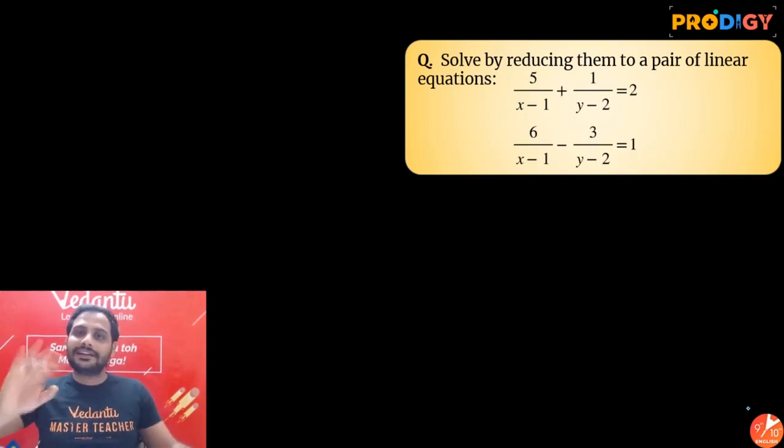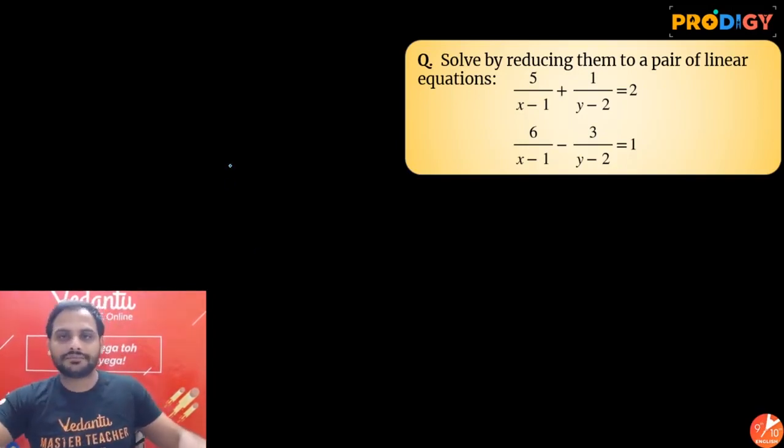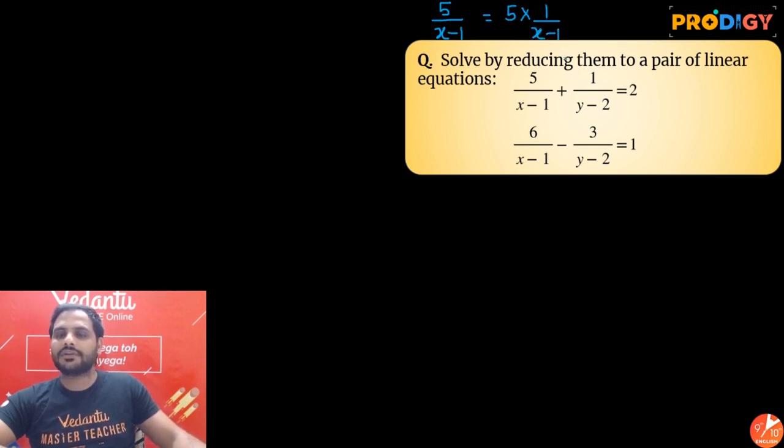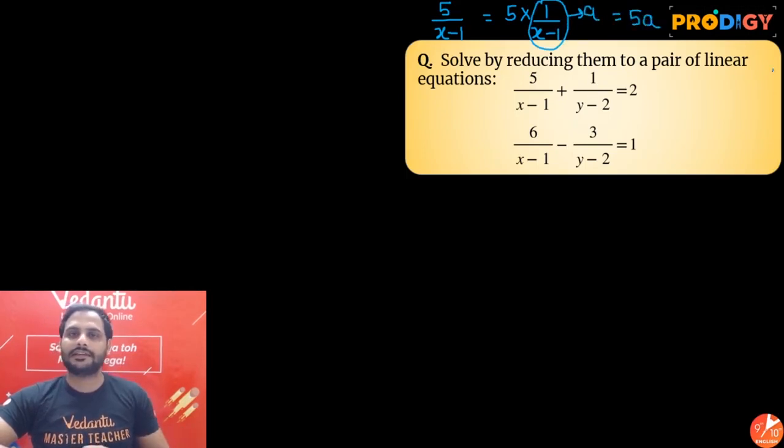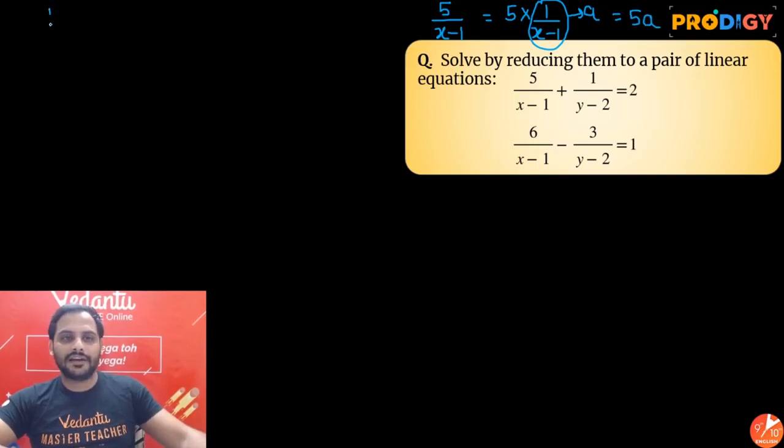But it can be converted. How? See, this 5 upon x minus 1 which is written over here, I can write it as 5 into 1 upon x minus 1, yes or no? And this 1 upon x minus 1, suppose I give it a variable a, I can write that as 5a. So what I'll do, I'll write 1 upon x minus 1 as a and 1 upon y minus 2 as, suppose, b.